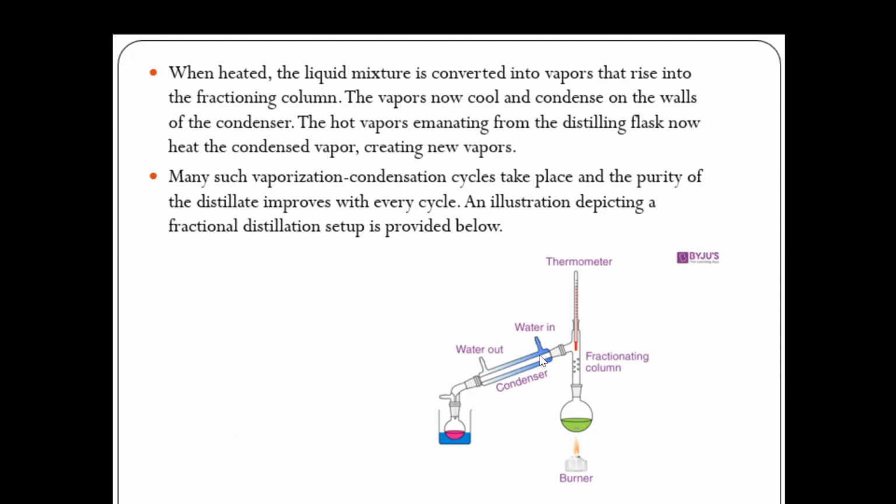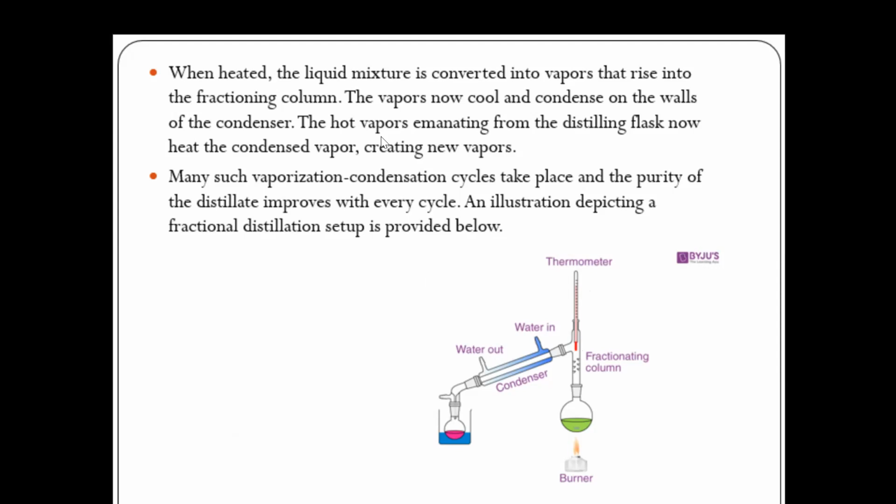Okay. By this phenomenon, and the temperature is measured by the thermometer. In simple distillation, the temperature should be monitored, and in fractional distillation, the components have close boiling points, so you should know the temperature. For measuring the temperature, a thermometer is used. A fractionating column is used in fractional distillation. This is the water in and water out. Water comes in and fills up the condenser, and the purpose of the condenser is to cool the vapors to help convert them into liquids. After converting from vapor to liquid, it is collected in the receiver.